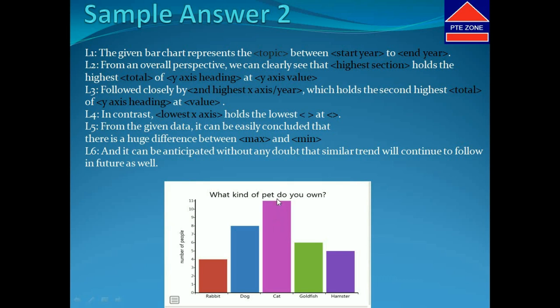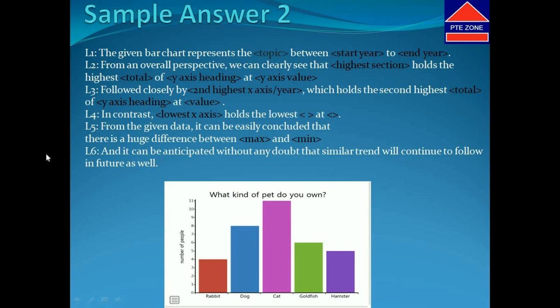maximum number of people who own cat is 11, the second highest is 9, the least is rabbit, right? So what I can do is I will just start the same template and I will insert these things. So I will read in this way. The given bar chart represents what kind of pet do you own between the rabbit and hamster. Or you can say the given bar chart represents the kind of pets do you own for various animals or various pets.